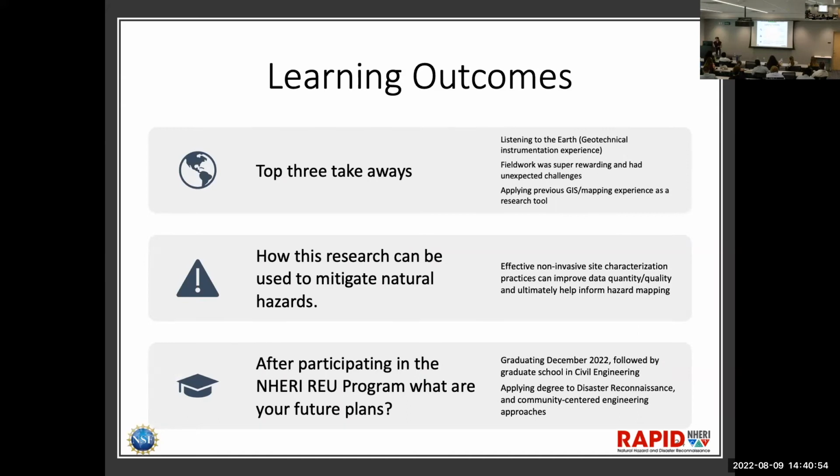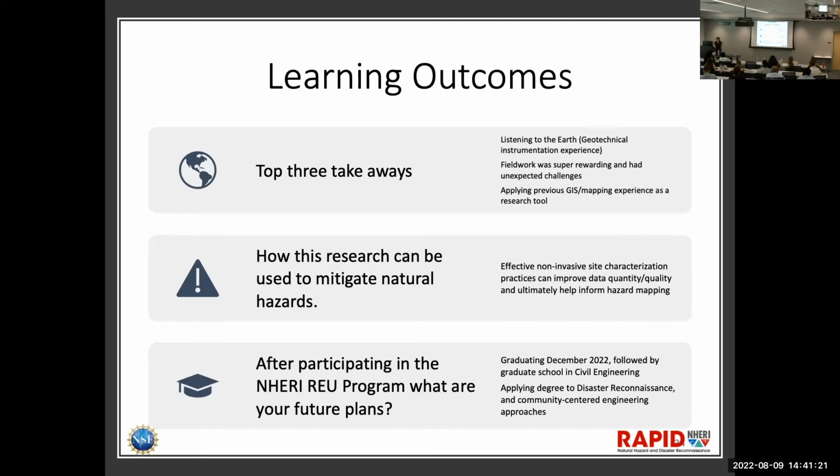And I think one real takeaway from this is that it's amazing that we can basically listen to the earth and gain a lot from it. I love doing field work, and it really validated that I wanted to do it as a career. And I really liked applying my previous GIS experience to it. Field work is hard, and I realized you need some protection and have to deal with people sometimes, so it can be challenging, but it was really rewarding overall.